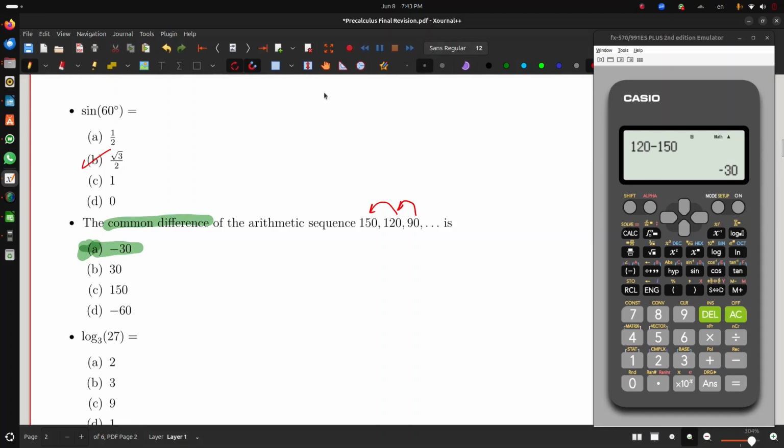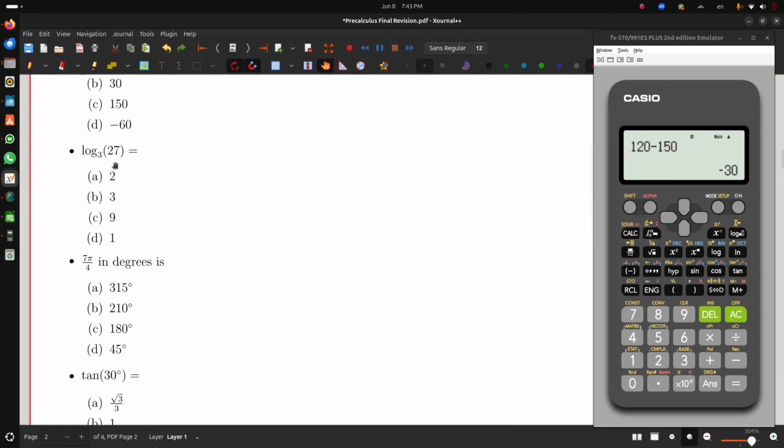Bismillah. Next question. Log 27 to the base 3. To answer this one, it's really easy, and you can use your calculator too. So let's see the calculator. Actually you need to use this one, not this one, because you have log to the base 10 and you have this one, where you can change the base. We will write the base 3, and here's 27, and then you have the answer 3. So the answer will be 3, letter B.